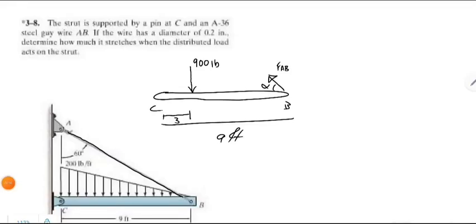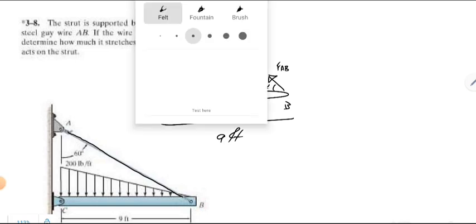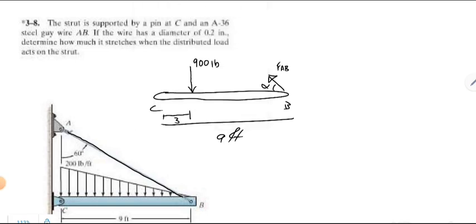Alright, so here's Chapter 3, Problem 8 from R.C. Hibbeler's Mechanics of Materials. It's a good little trigonometry practice problem, as well as giving us a little introduction to this A36 steel material. Because of the material, we know that the yield strength is 36 ksi, and I had to look up the modulus of elasticity, 29 ksi.